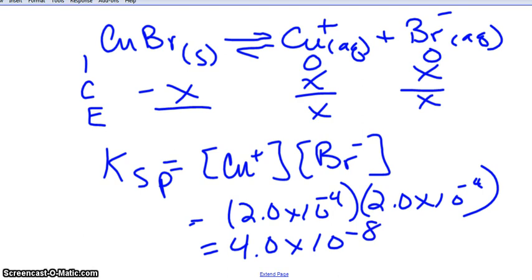Now notice I got lazy. No, I didn't put any units down. And normally we don't put any units for KSP. They could ask us the units. It'd be molarity squared, but you never ever see units on KSP.